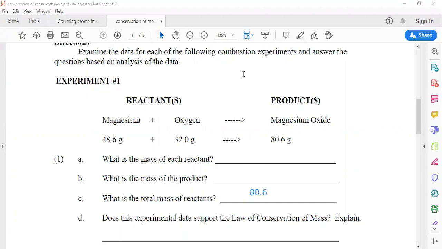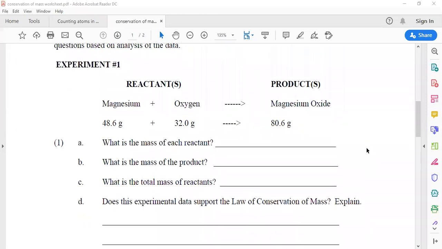Believe it or not, that would be an EOG level question in terms of using the information they give you to answer the question.